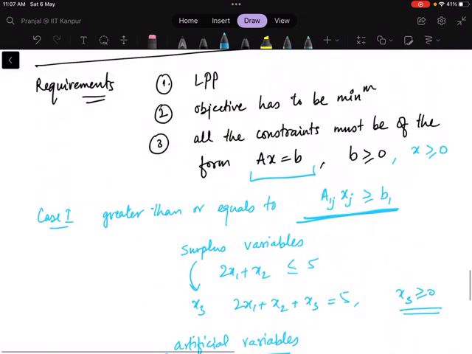So we'll get this type of relation, and we have to be very careful that all the b's on the right hand side are greater than or equals to 0. If by some way it comes out to be less than 0, we can multiply by -1 on both sides and change the sign of b accordingly.